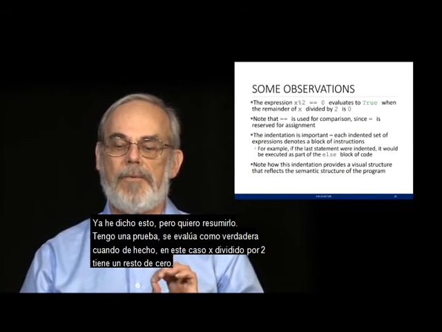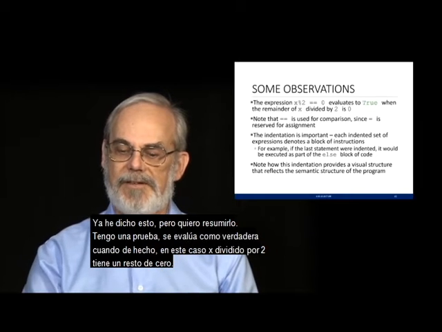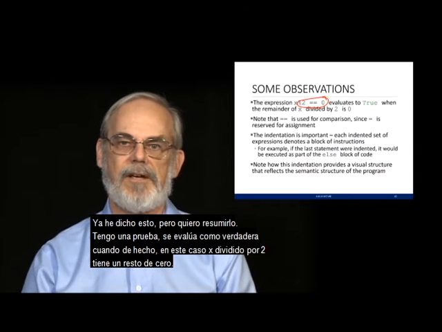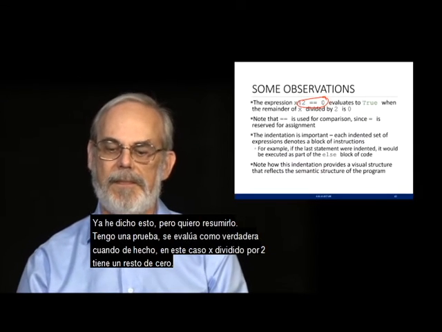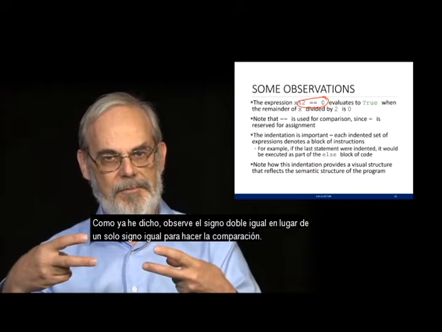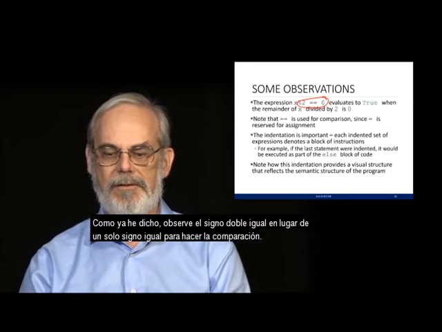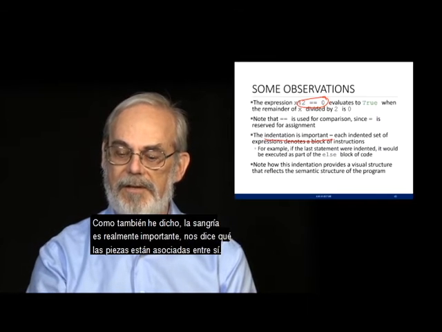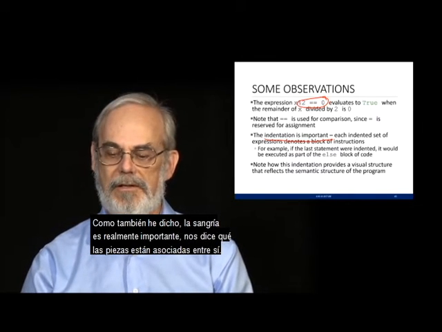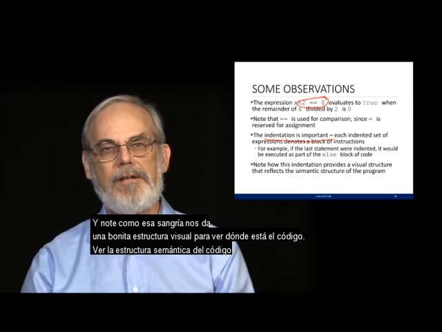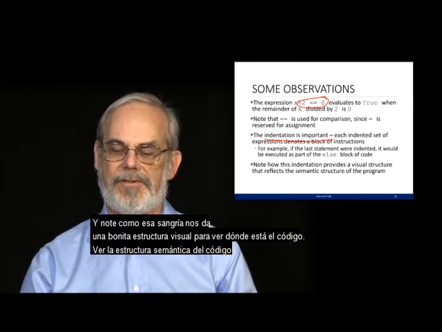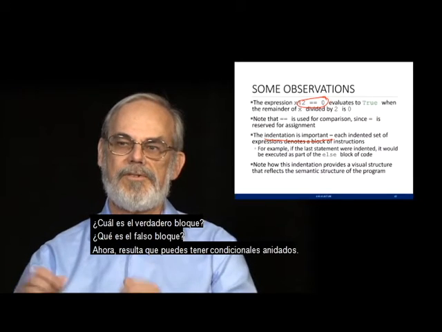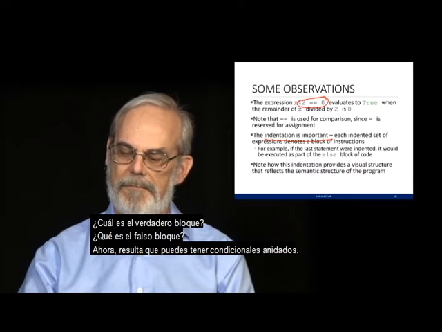I've already said this, but I want to recap it. I've got a test. It evaluates to true, when in fact in this case x divided by 2 has a remainder of 0. As I've already said, notice the double equal sign rather than a single equal sign to do the comparison. As I've also said, the indentation is really important. It tells us what pieces are associated together. And notice how that indentation gives us a nice visual structure for seeing the semantic structure of the code. What's the true block? What's the false block?